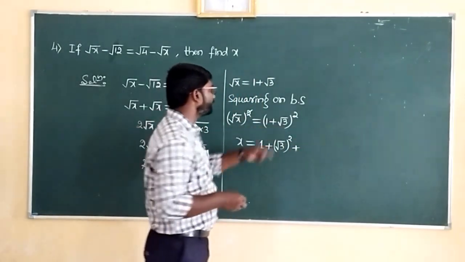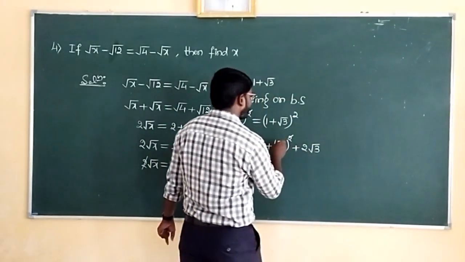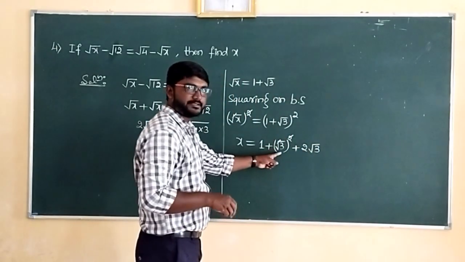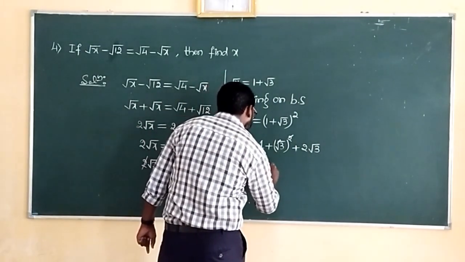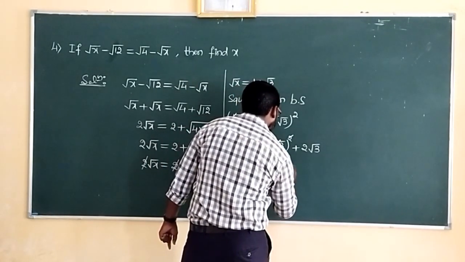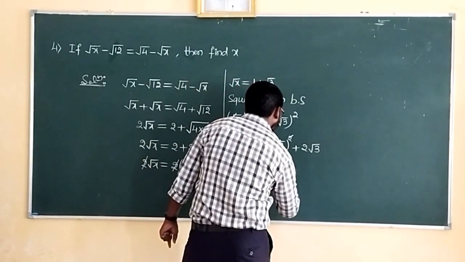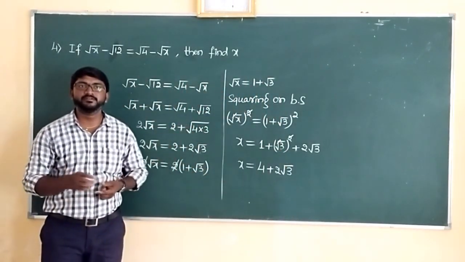2 into 1 into root 3, that is 2 times root 3. So here square and root get cancelled. So 1 plus 3 is 4. x, which is equals to 4 plus 2 times root 3. So this is the required value of x. So this is all about today's class.